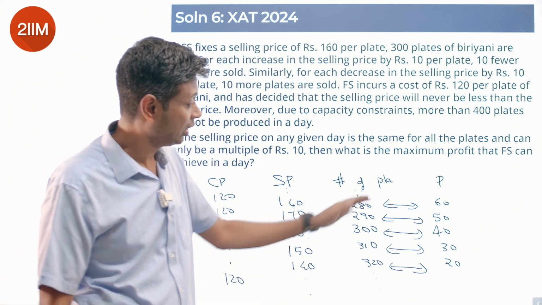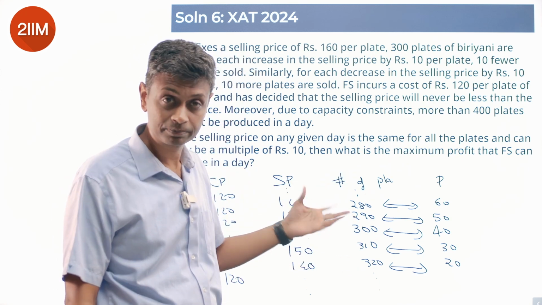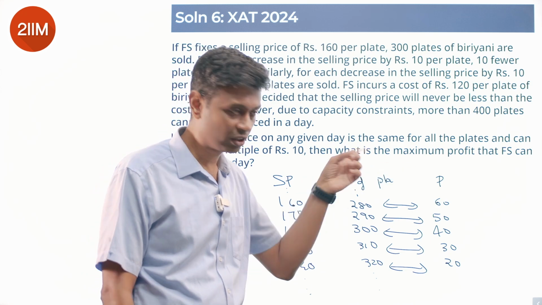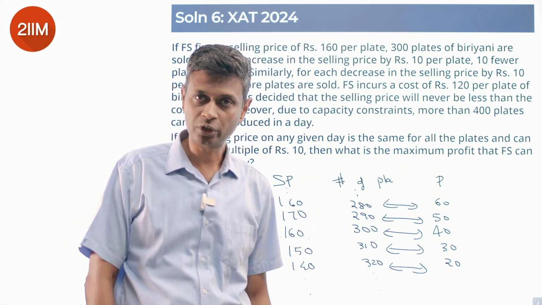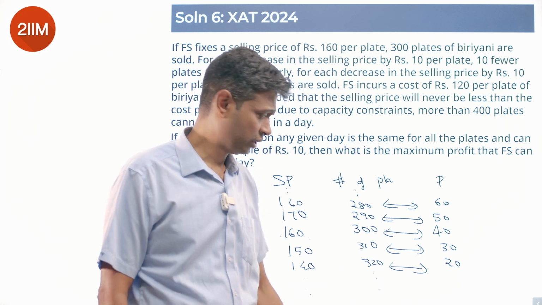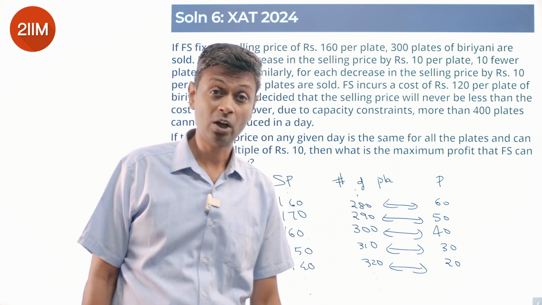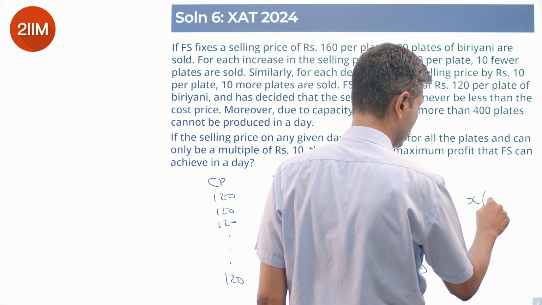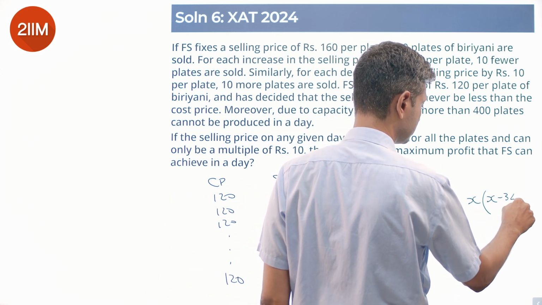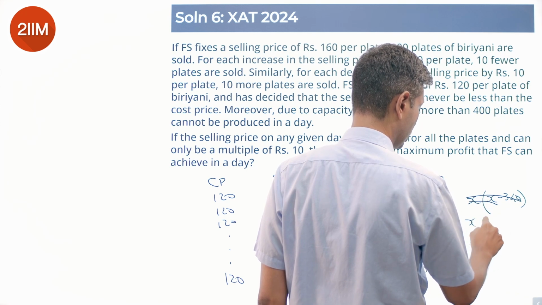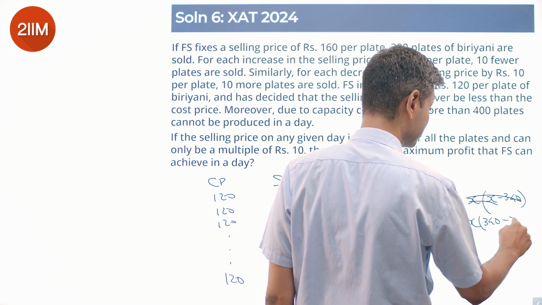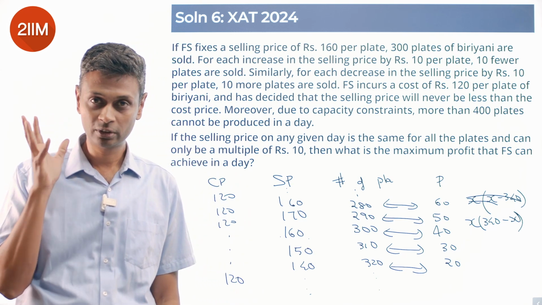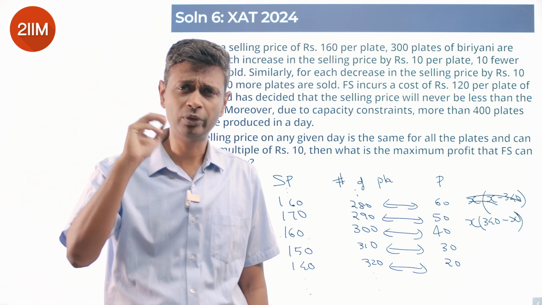If you think about this, if it decreases by 10, this increases by 10. 280 to 290, 60 to 50. So sum of these two is a constant. 280 plus 60 is 340. 290 plus 50 is 340. 300 plus 40 is 340. Or I'm maximizing x into 340 minus x. Two terms, x plus y equal to 340. I want the maximum possible value of x into y.